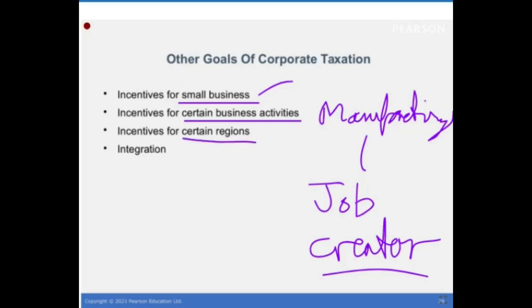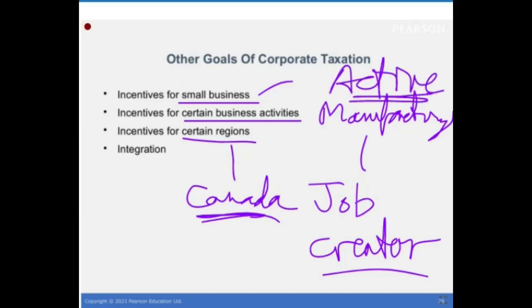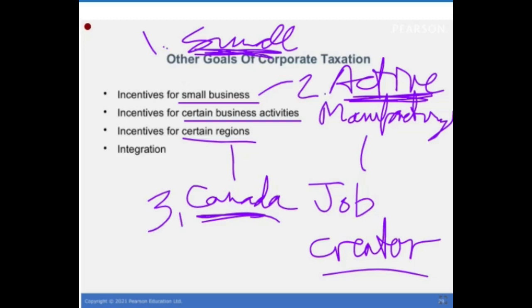Incentives for certain regions, certainly: is the money earned in Canada, right? So Canadian, small, active. These are kind of the three things you'll be looking for. Is it small? Is it active? Did it happen in Canada? Then you're going to be taking advantage of things. If it's an active business, such as manufacturing, then it's in theory a job creator, more so than, say, passive income like an investment.